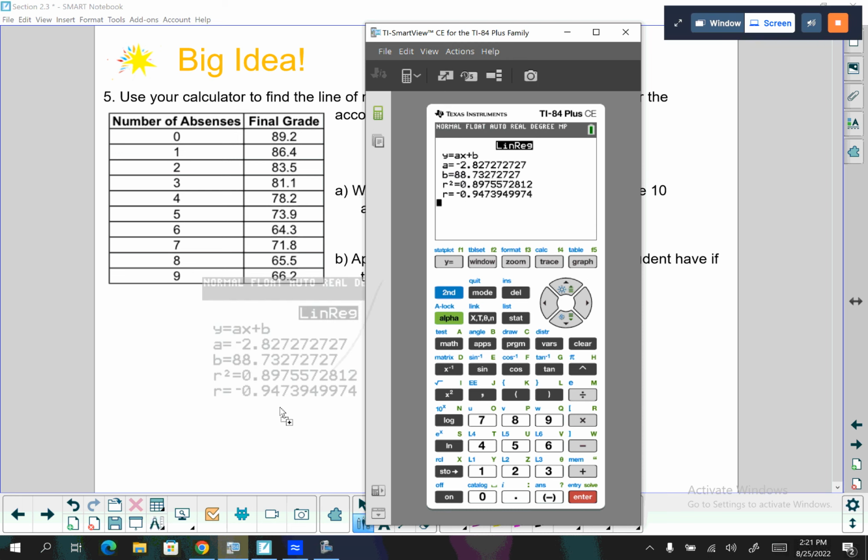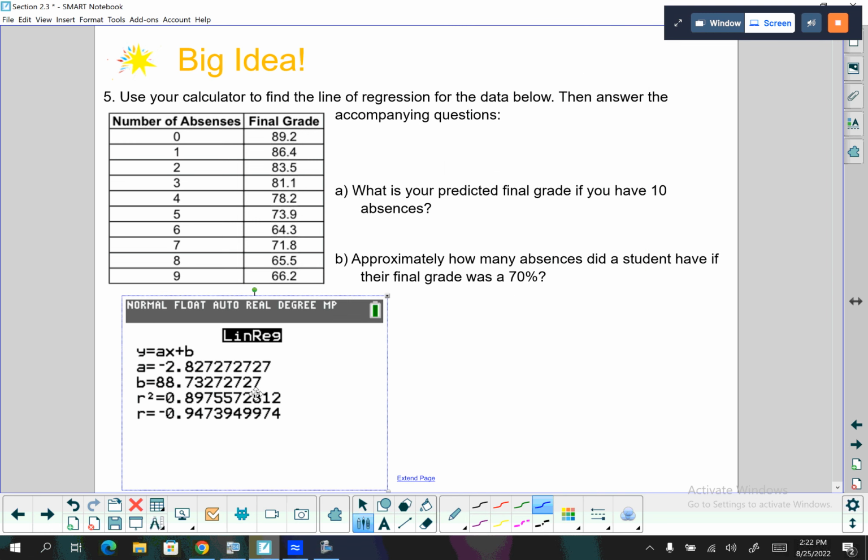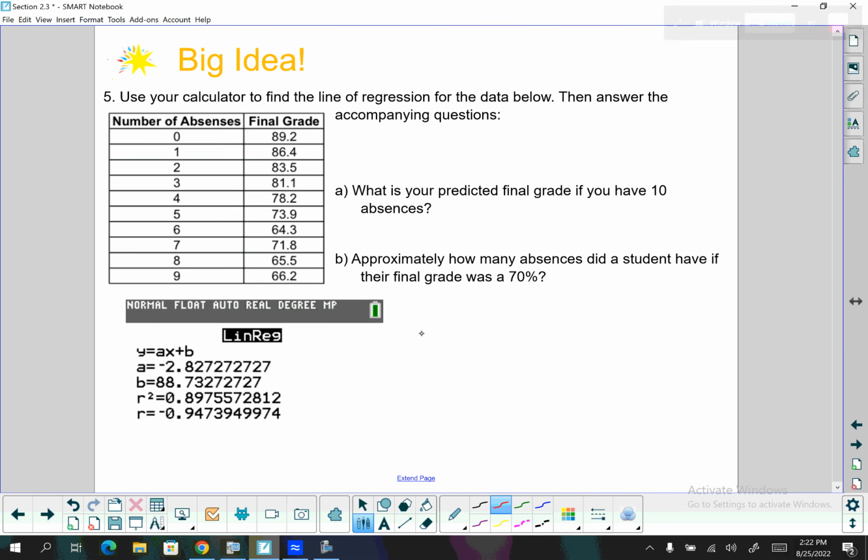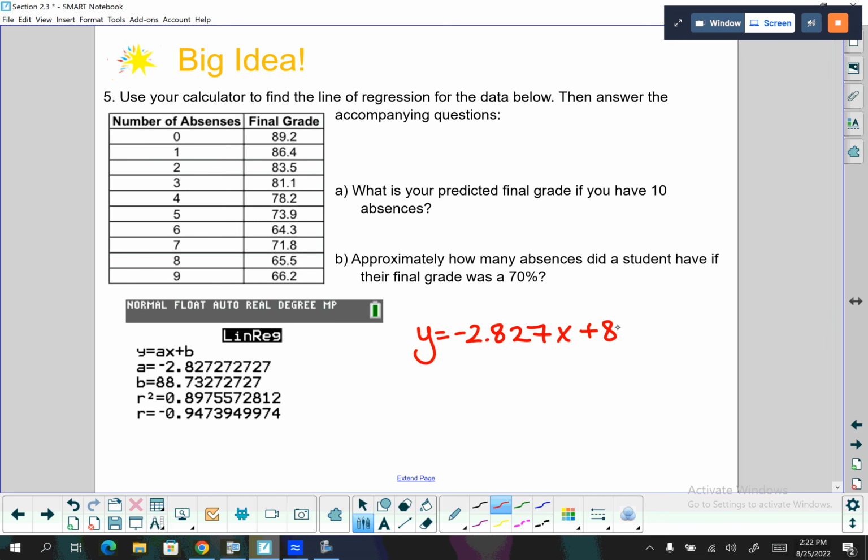Okay, so we have the line of best fit. Usually, if you're pulling it off of your calculator, you want to give it at least 3 decimal places. So it's telling you A is the number that goes in front of the X and B is the Y-intercept. So it's going to be negative 2.827 times X plus 88.733. They give it 3 decimal places.